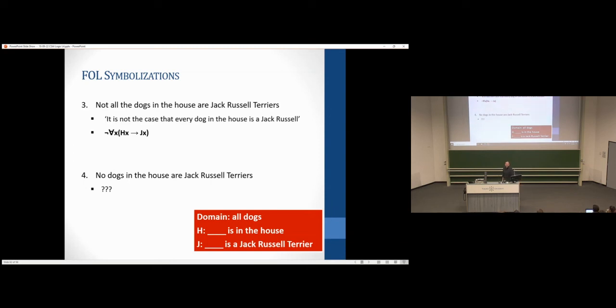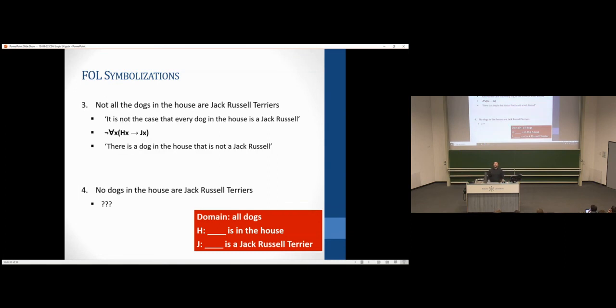So this is one way we can capture "not all." The other way we can capture "not all" is we can say, well, look, if not all the dogs in the house are Jack Russells, then there has to be at least one dog in the house that's something else. Maybe there's a corgi. Throwing in something for the queen, right? So we could also get it this way. There is something that's an H, and it's not a J. So we have two different ways to capture that top sentence.